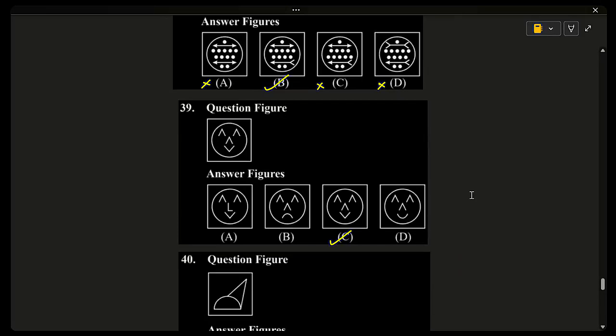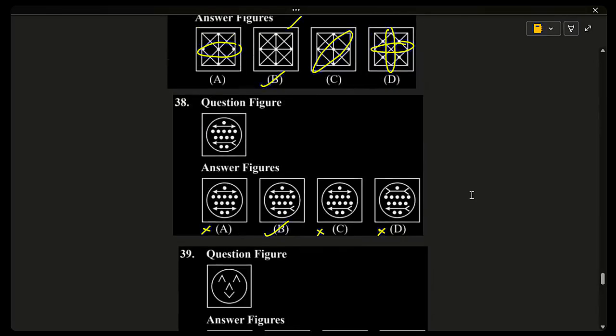Sir, 38th, sir. 38, yes. Sir, why not this? Why not C? In C, you can see this pattern is different, no dots. Yes, sir, that's why.